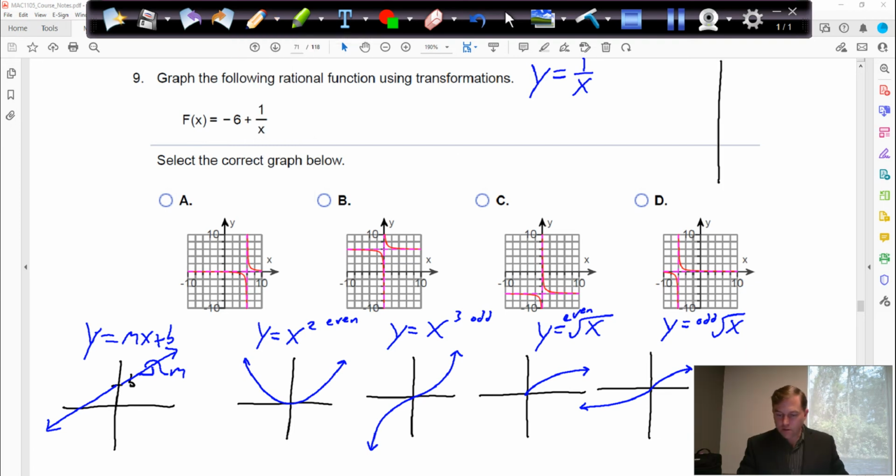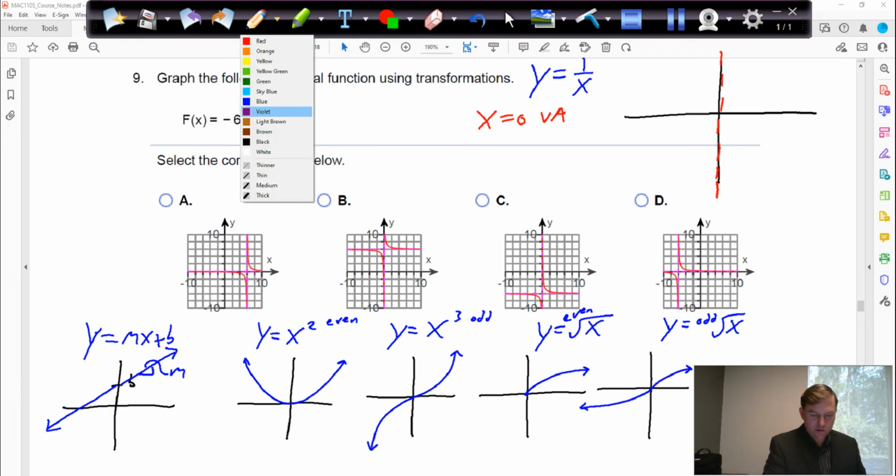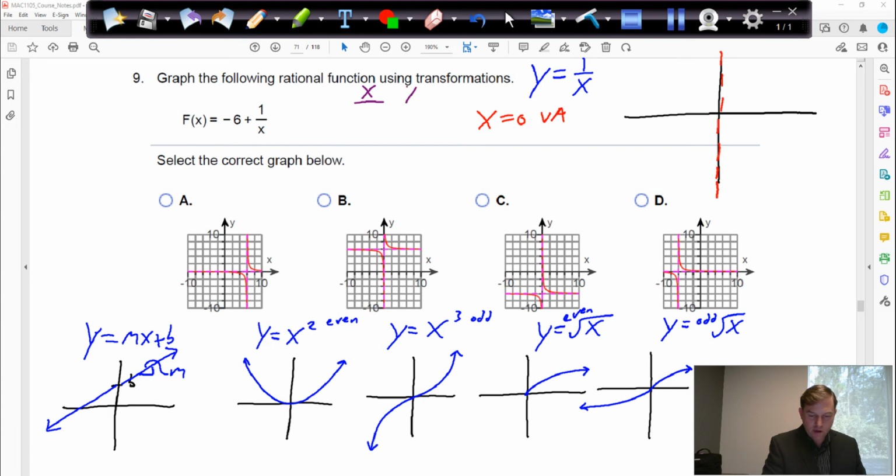Well, notice that x equaling 0 is a problem. When we have x equal to 0, that immediately gives us a divide by 0. So there's a vertical asymptote there, straight through the y-axis. Also notice that no matter what x I pick, in fact, let's pick a few of these. Let's do y equal 1 over x.